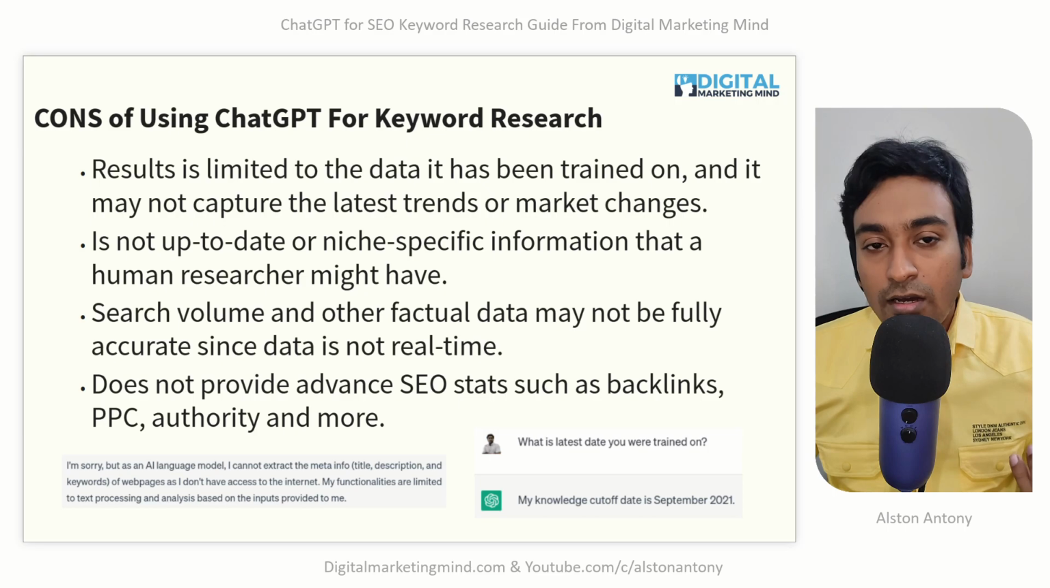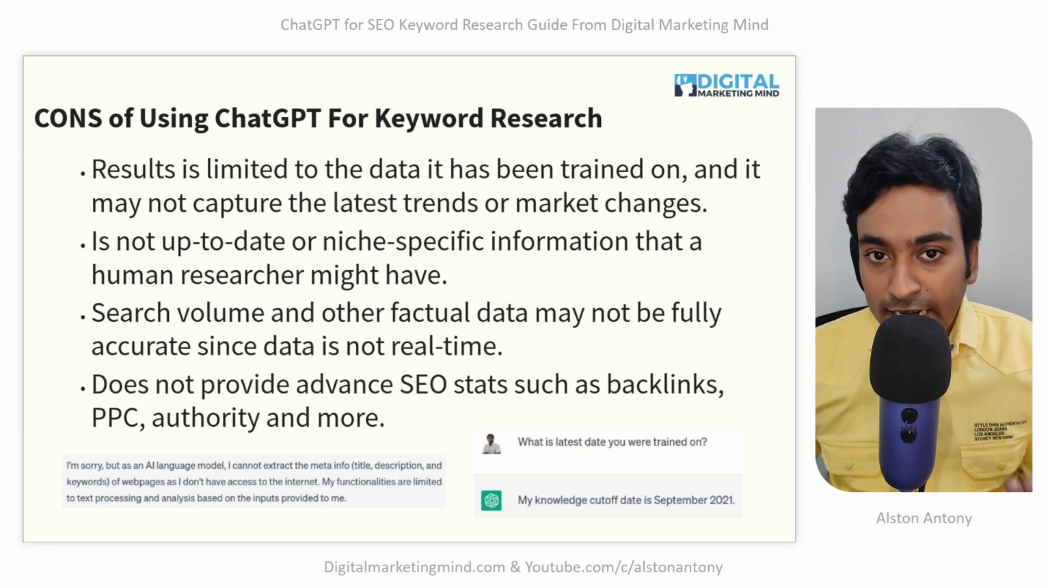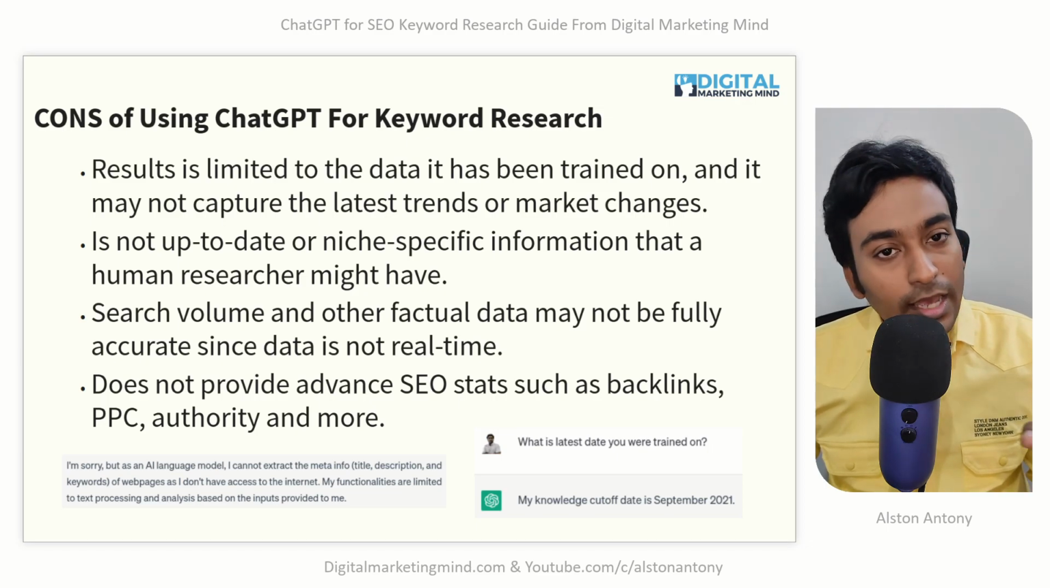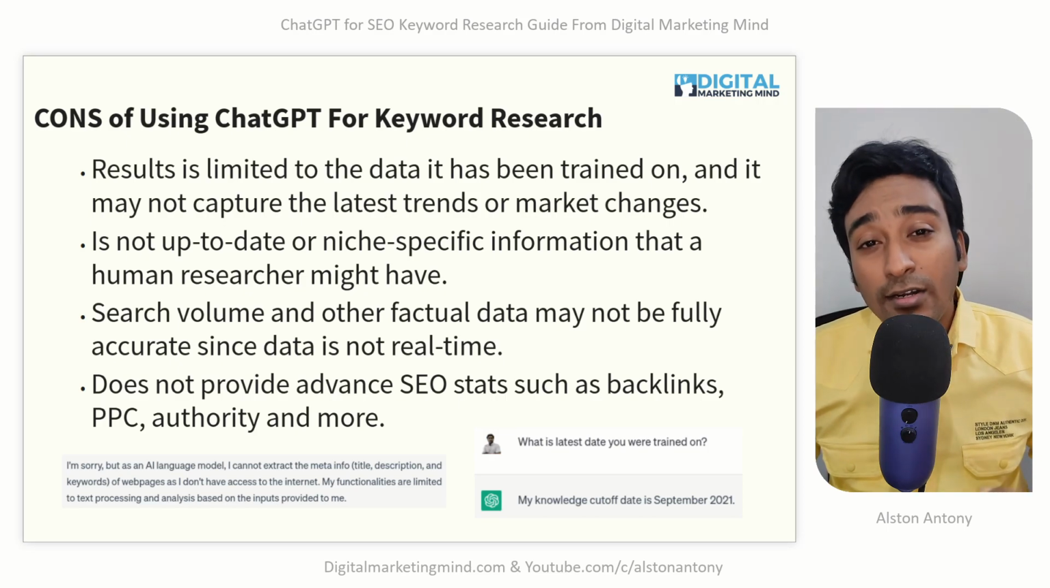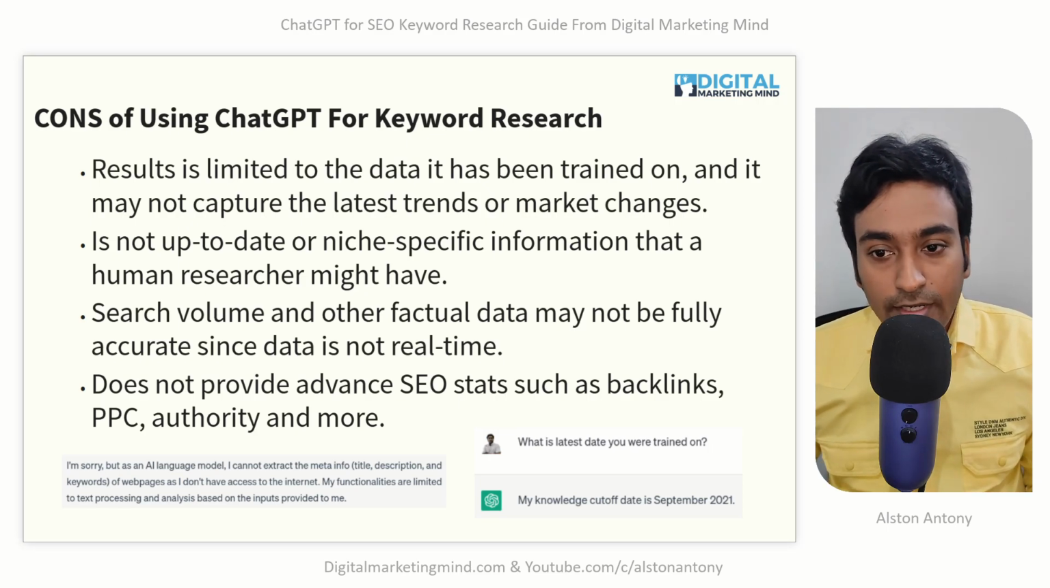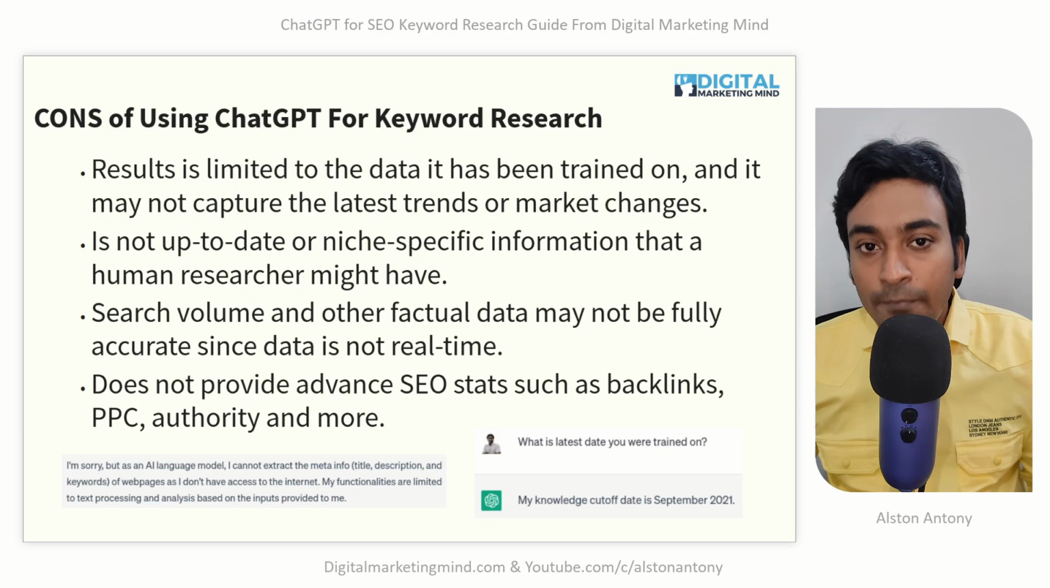Another one: the data is relevant only up to the date it was trained on, which, as of the date this video is published, is September 2021. So any data after September 2021 is not available through ChatGPT, unless you are using some third-party plugin or extension to bring data into ChatGPT itself. Now let me go through the cons. The result is limited to its training data. I have explained this. The result is not up-to-date niche specific information. I have already explained this. Search volume and other factual data may not be fully accurate since it's not real time.